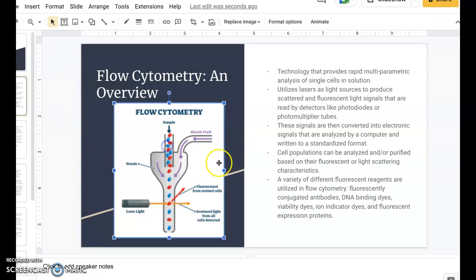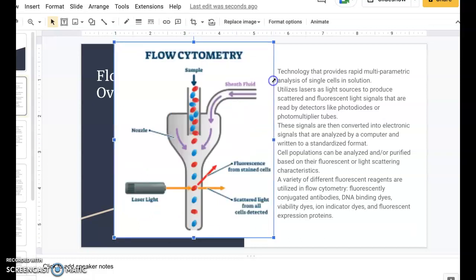And over here we just have a little diagram of a basic flow cytometry model. So you have your sample that goes in, and then the sheath fluid is added separately, and then a laser is shined through the sample tube, and then you can see the fluorescence from the stained cells and the scattered light from all the cells that are detected in the sample.